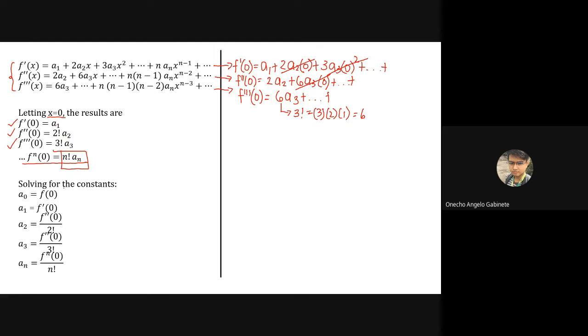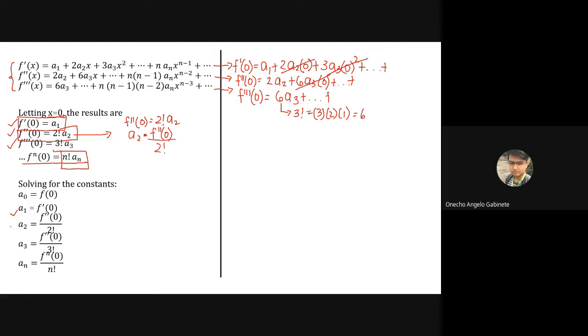Now, solving for the constants. Okay. Punta po tayo dito. F prime of 0 equals a sub 1. Ito din naman yun, pinagbaliktad lang. So, dito tayo sa pangalawa. F double prime of 0 equals 2 factorial times a sub 2. So, i-rewrite natin. F double prime of 0 equals 2 factorial a sub 2. So, kunin ko yung value ng a sub 2. So, a sub 2 equals yung 2 factorial, i-divide ko dito sa ating left side ng equation sa f double prime of 0 over 2 factorial.